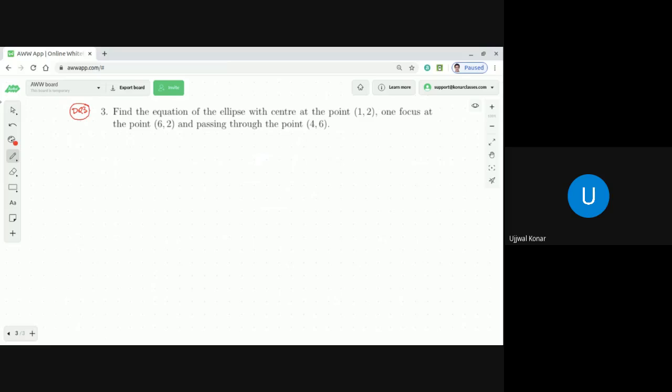Okay. Let me proceed to the next question, dear students. What is the equation of the ellipse you got in this question? x minus 1 whole square divided by 45 plus y minus 2 whole square divided by 20 is equal to 1. Correct, you are right. Yes, correct. Sir, I got the same. Yes, sir. Okay, you got the same. Great. So good. Let me share the solution.